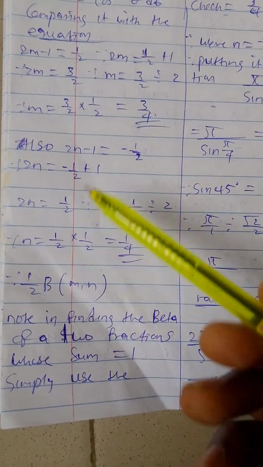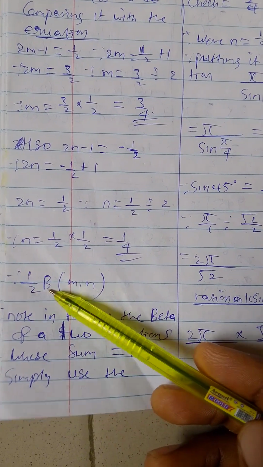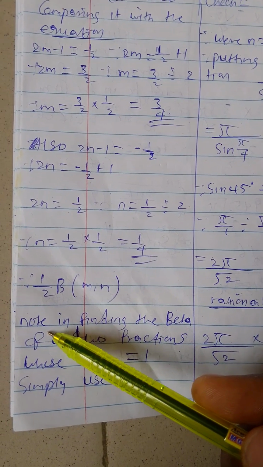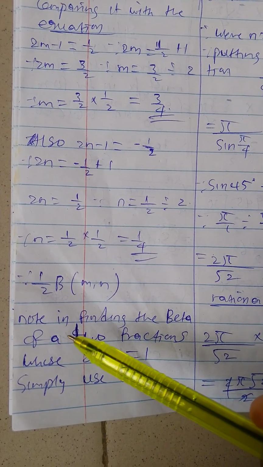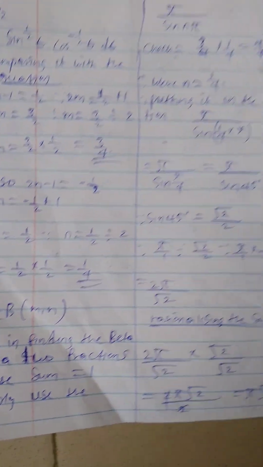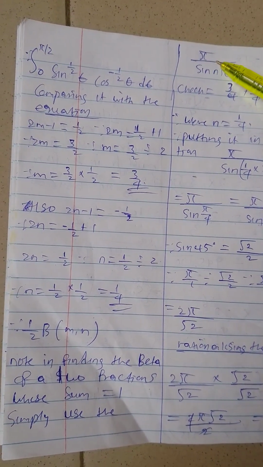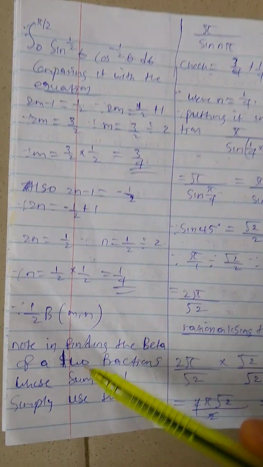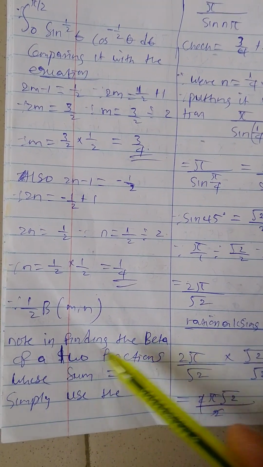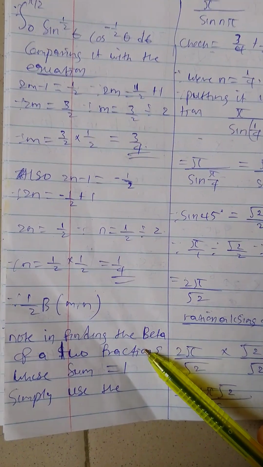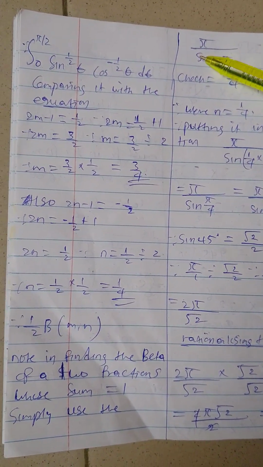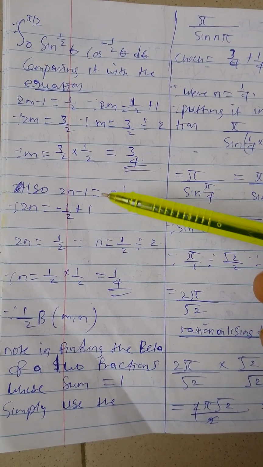Now therefore, let's find the beta function of all these our answers. So I know that my answer for m becomes 1 over 2 beta m comma n. And note that in finding the beta of two fractions whose sum is 1, simply use this method. Always note that in finding the beta of two fractions whose sum is equal to 1, simply use this method.